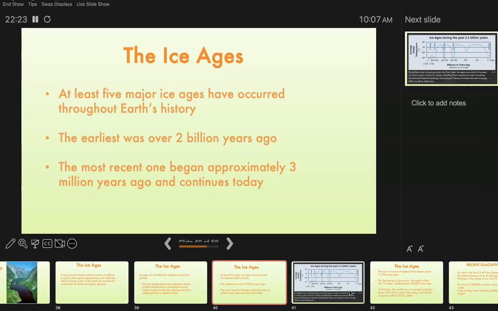So before we get into the details of that, there have been at least 5 major ice ages throughout Earth's history. The earliest one that we have record of was around 2 billion years ago. Now I'm going to tell you that we know things about these recent ones that we're going to talk about because we've got bubbles trapped in the ice cores that we look at. Okay? I'm pretty sure we don't have bubbles in ice cores that are 2 billion years old.